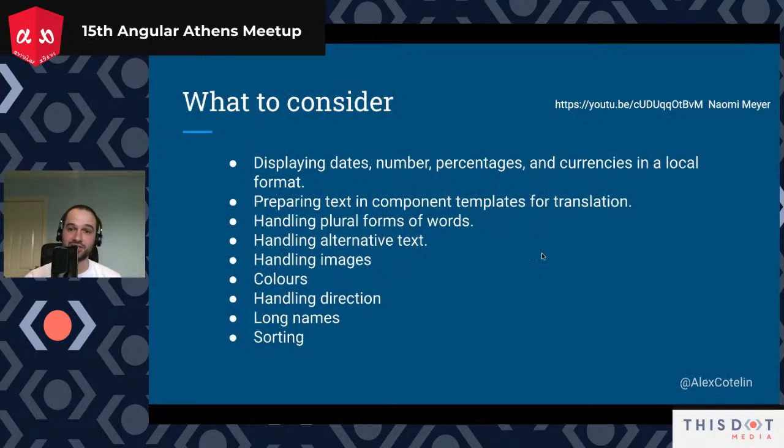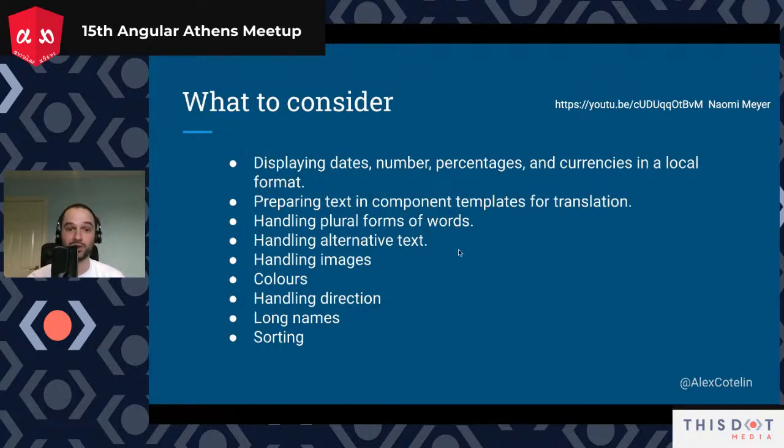And there's a very nice talk by Naomi Meyer at Angular Connect, where she goes into a lot of details and what to consider, from numbers, percentages, currencies, colors, images, handling the text direction, thinking about long names. Sometimes you might have a word which is 4 characters in English or in your own language, but then you look in German and it's 80 or 100. You don't know. So we have to be careful about this as well. Also sorting, you might sort from A to Z, but does it make sense in Chinese to sort from A to Z? Maybe, I don't know, maybe not.